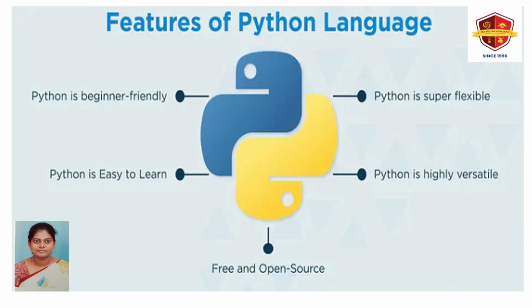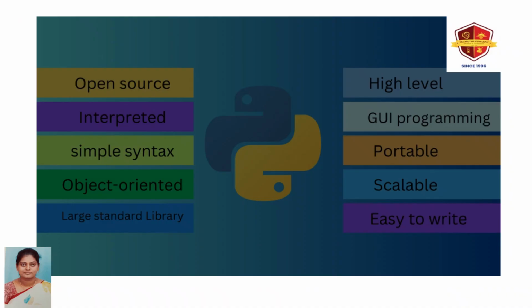Features of Python language: it is beginner friendly. Python is super flexible, can run on any operating system. Python is easy to learn. It is easy for humans to read, learn, and also do programming. It is highly versatile, and it is free and open source. So these features in a pictographic representation: open source, it is freely available.